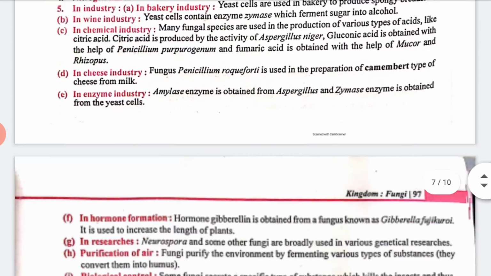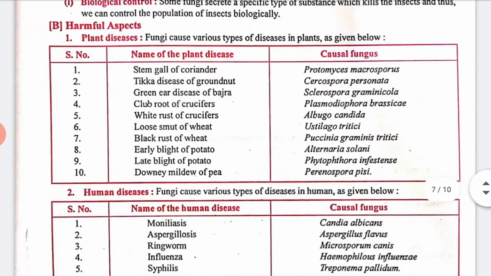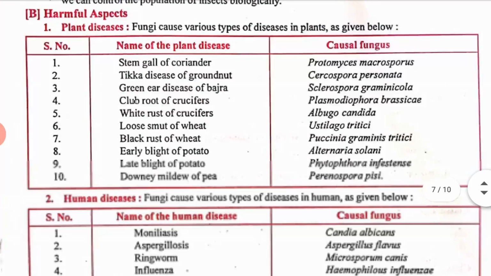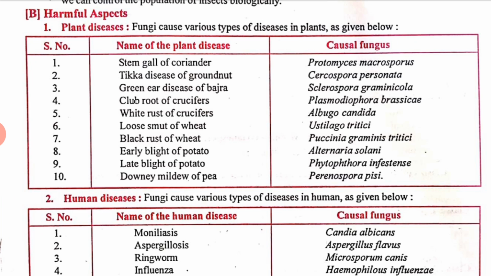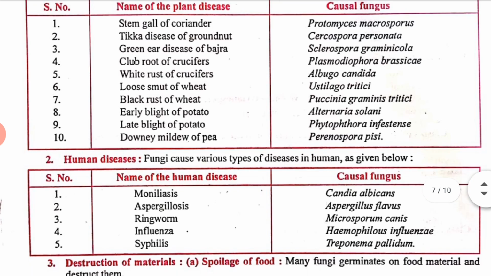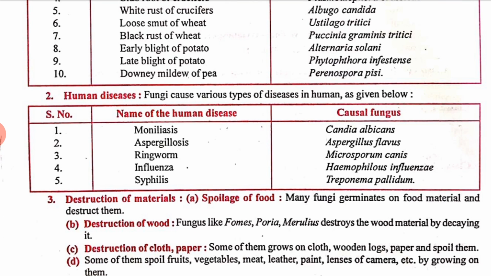Now let us also know about the harmful aspects. Like plant disease, fungi cause various types of diseases in plants. Here, my dear students, you can see the table with the name of the plant disease and the causal fungus. After plant disease we have human disease. Fungi cause various types of diseases in human beings also. Here some names are given, again a table with the fungus. So they are harmful as well as useful.